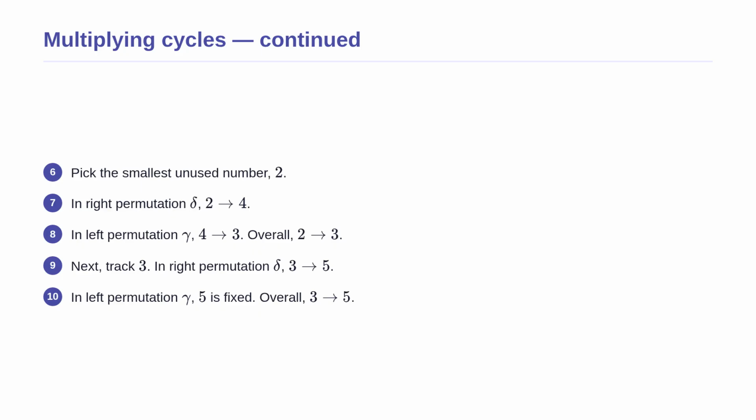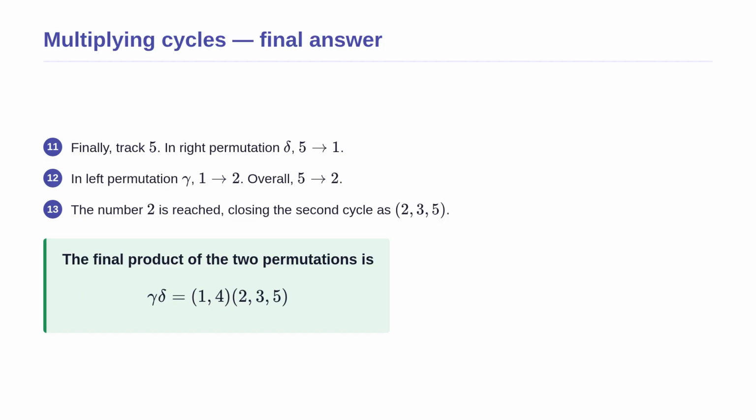We take 5 to the left permutation, gamma. Notice that 5 does not appear anywhere in gamma, meaning it is a fixed point. So 5 stays 5 and overall 3 goes to 5. We are carefully mapping each element's journey through both permutations. To finish the problem, we track our current number, 5.